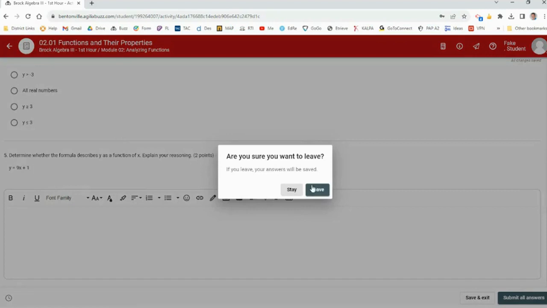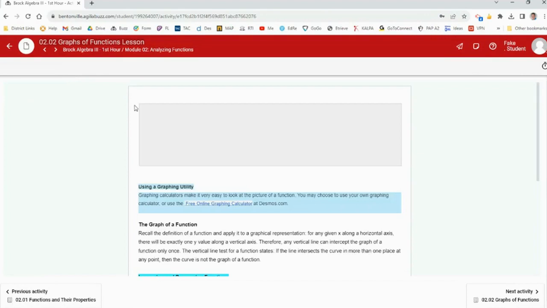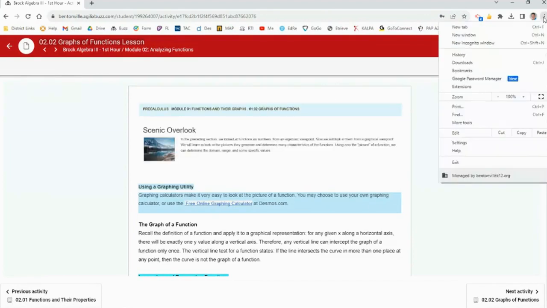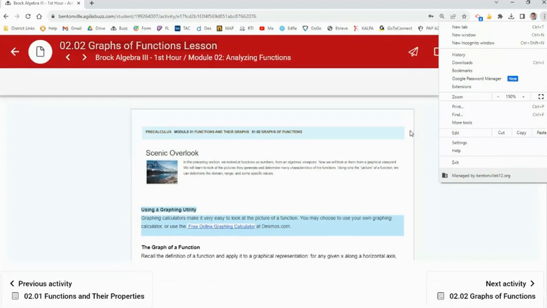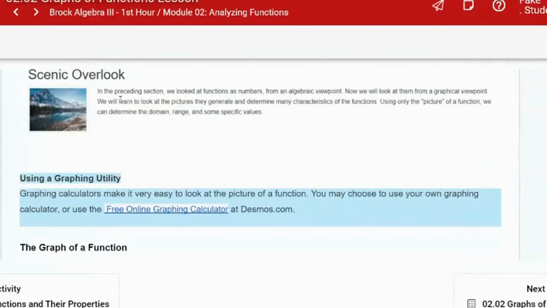All right, let's look at 2.02, graphs of functions. I'll go ahead and make this larger again. All right, there we go. Again, our scenic overlook. In the preceding section, we looked at functions as numbers from an algebraic viewpoint. Now we're going to look at them from a graphing viewpoint. So we're going to learn to look at the pictures they generate and determine many characteristics of the function by looking at the graph. Using only the picture of a function, we can determine the domain, range, and some values.